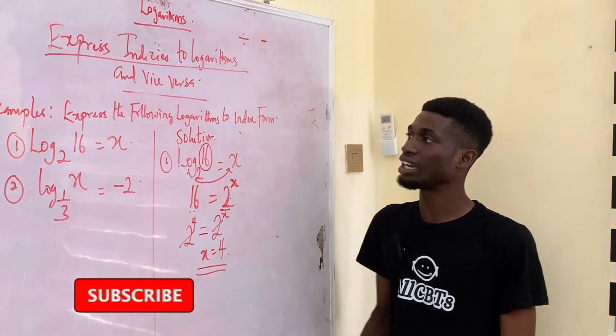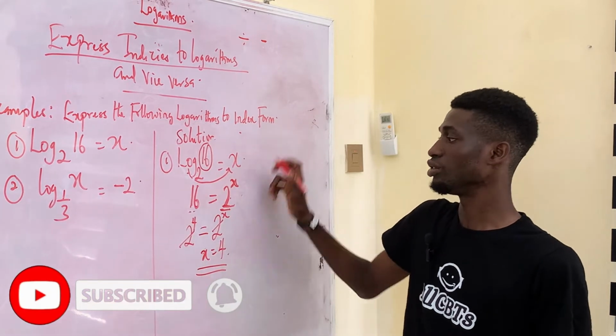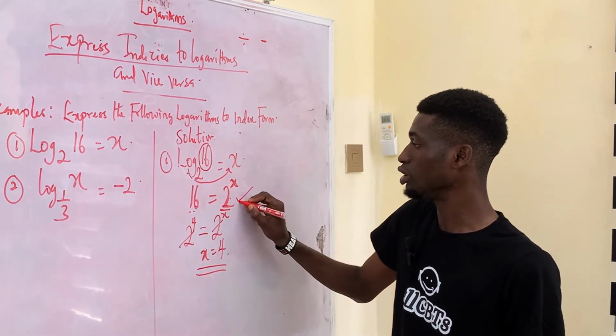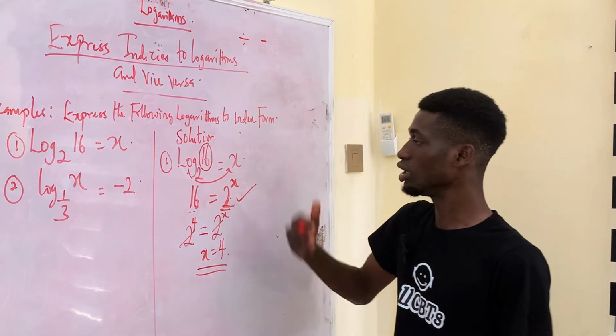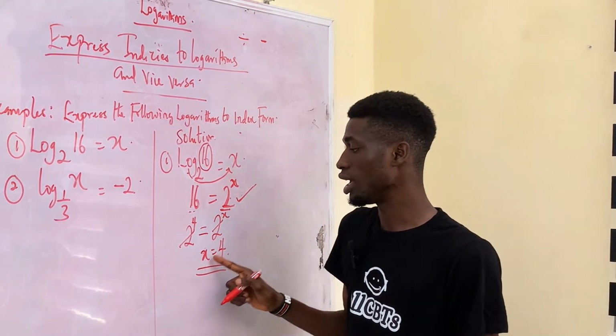This is if you are asked to solve further. But if you are just asked to change the logarithm form to an index form, this is where you're going to stop. But if you are asked to simplify or to solve for x, your answer will be x equals 4.